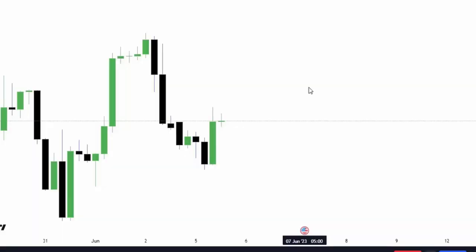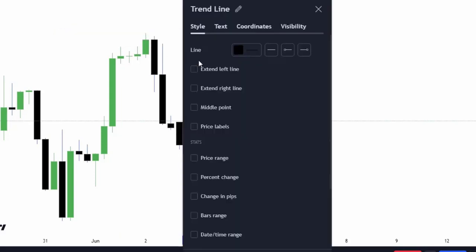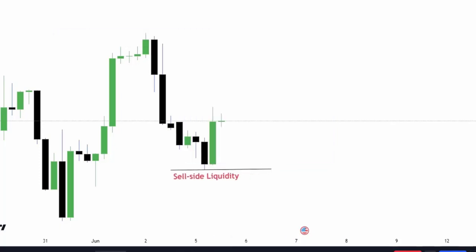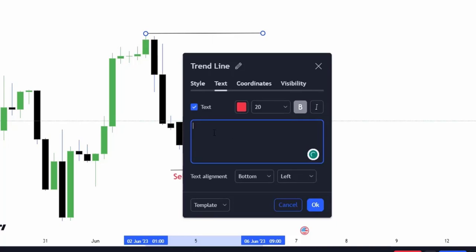Looking at this 4-hour price action, let's also mark out our important highs and lows. Here we have our recent swing low. Why? Because we have a higher low to the right and a higher low to the left, and then we can say that this is our sell side liquidity. Similarly here we have our swing high. As you can see, we have a high, a lower high to the left and a lower high to the right. Whenever you have something like this, you can say that we have a buy side liquidity.